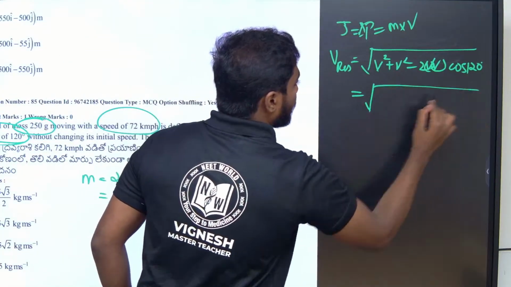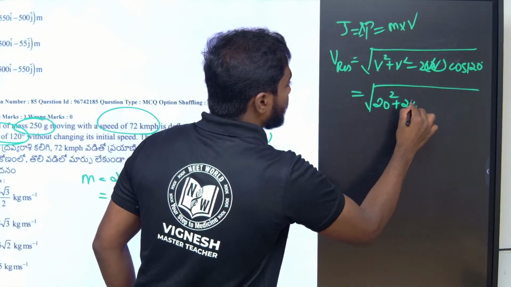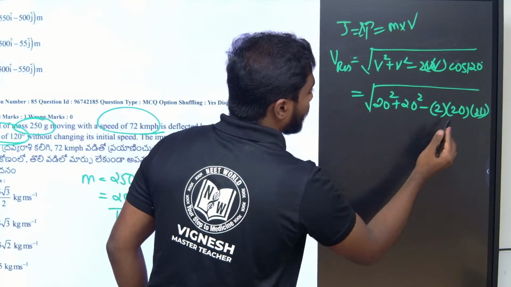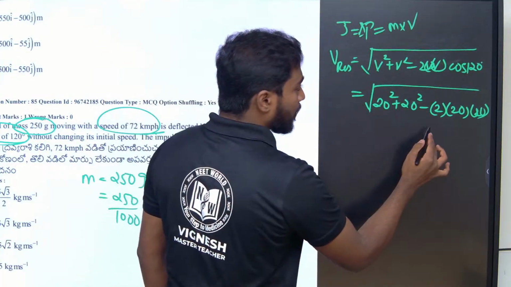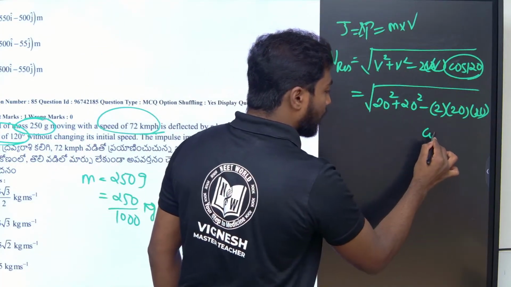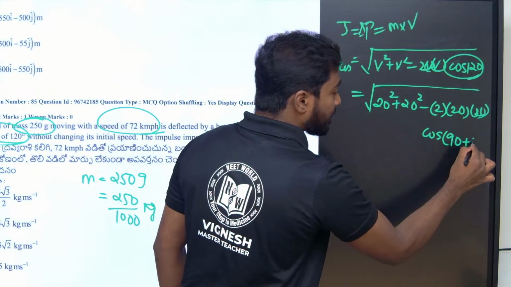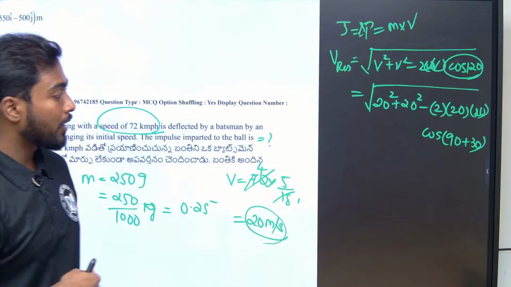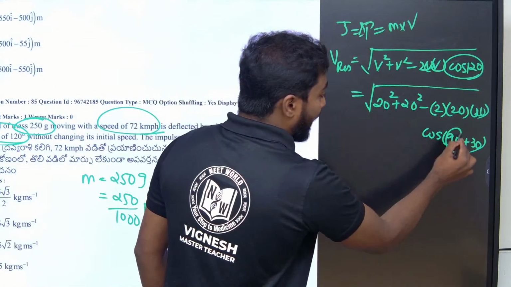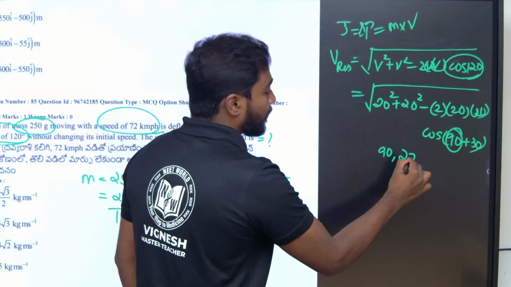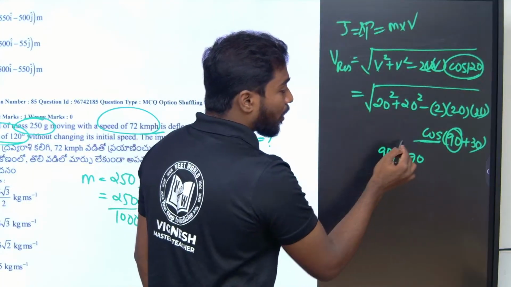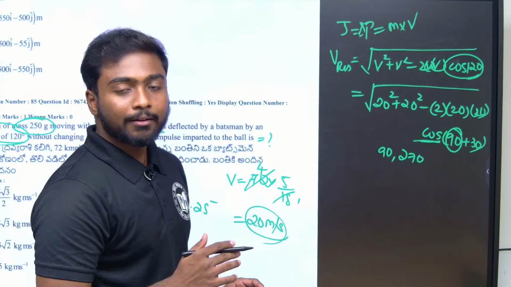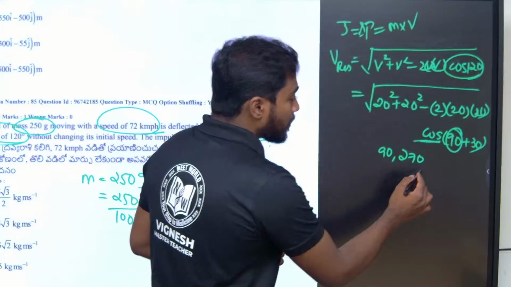So it is 20 square plus 20 square minus 2 into 20 into 20 cos 120. Whoever doesn't know the value, take cos of 90 plus 30. Whenever an angle like 90 or 270 is given, change cos into sine, or if sine is given, sine to cos, or tan to cot. This is the concept.